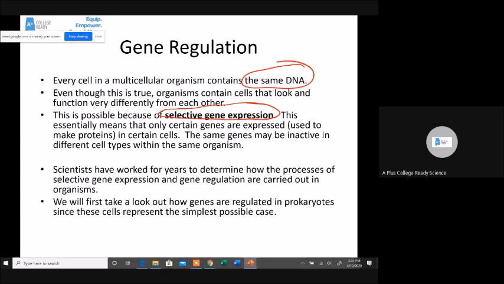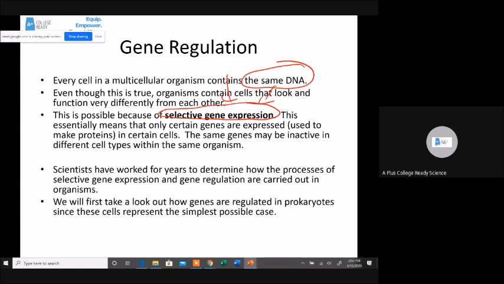Even though all the DNA is in every cell, only certain genes are active in, say, a muscle cell, and a different set of genes is active in, say, a skin cell. The rest of the genes are silenced. They're turned off. They're not expressed. They're not used to make proteins. So that's the way cells become different kinds of cells, through selective gene expression.